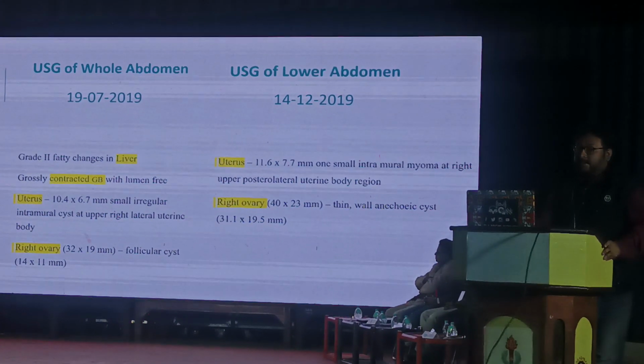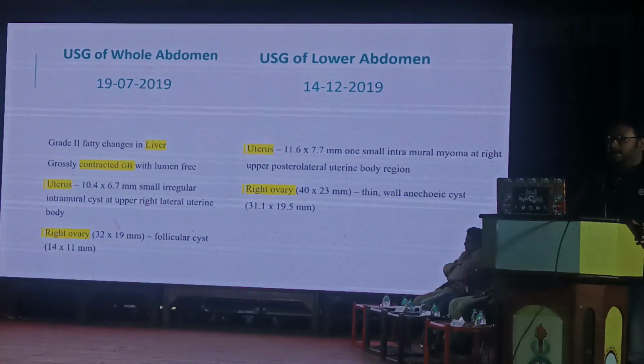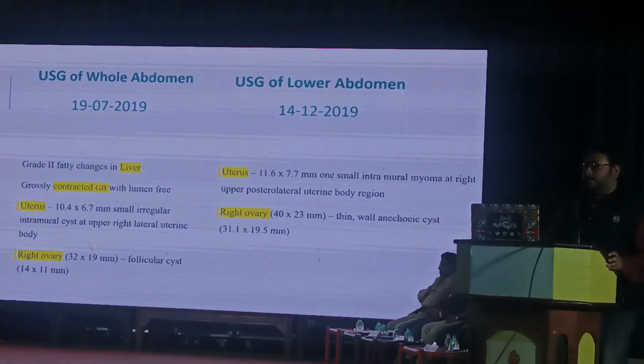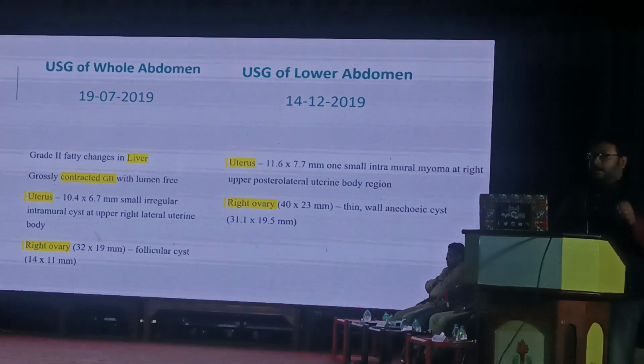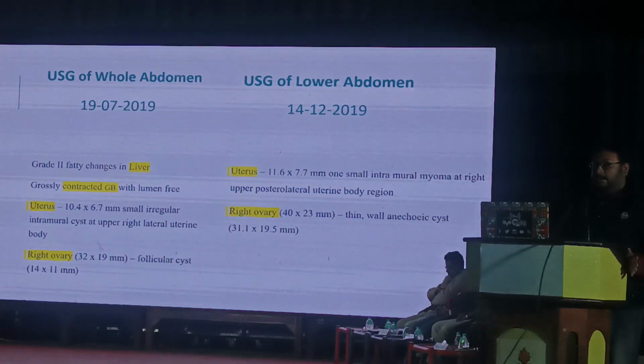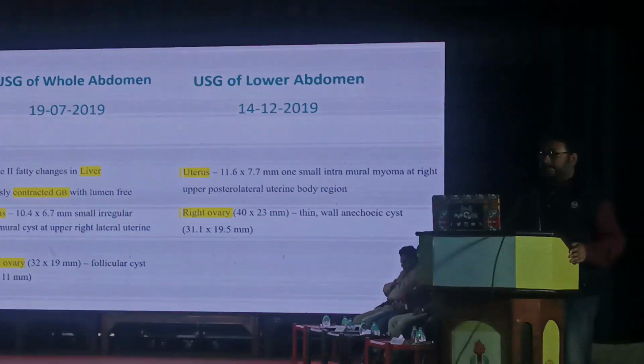The right ovary, you can see, is a little bit bigger. If you see the normal size of the ovary, it's a little bit bulky. It's 14 by 23 millimeter. Along with that, it has a cyst which was measuring around 31 by 19 millimeters. It was a thin-walled, anechoic cyst.